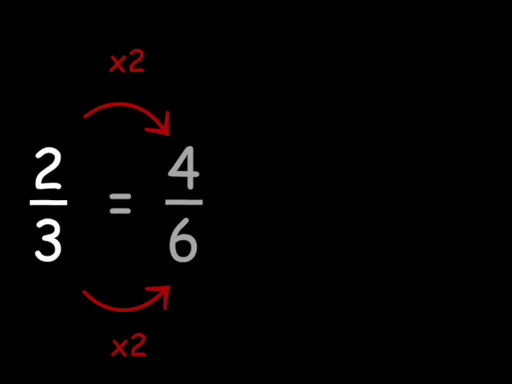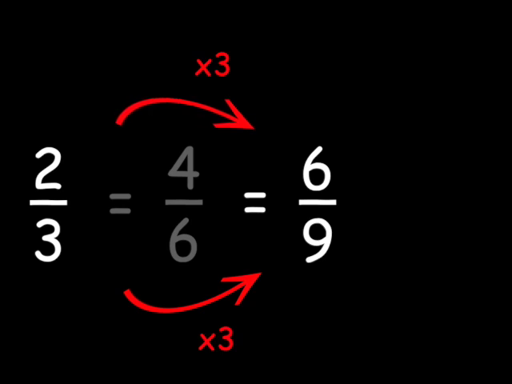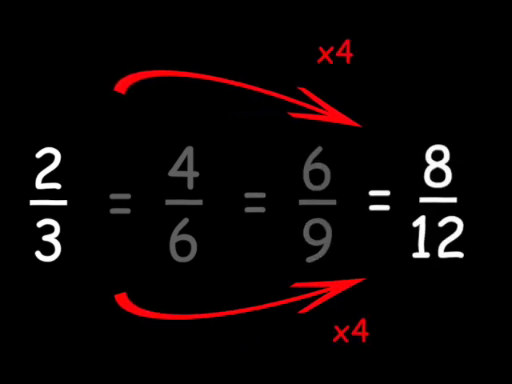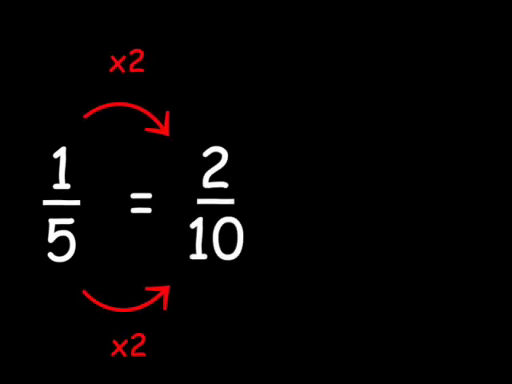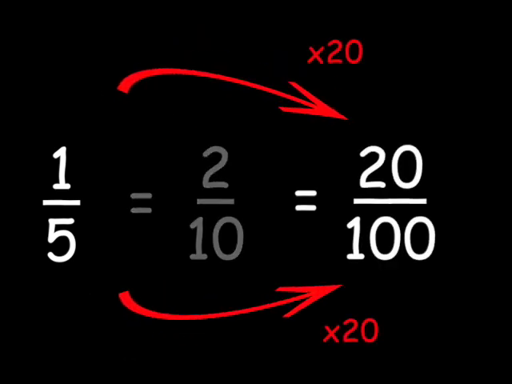2/3 is the same as 4/6, multiplying top and bottom by 2, and as 6/9, multiplying top and bottom by 3, or as 8/12, top and bottom multiplied by 4, and so on. Here's another example. 1/5 is equal to 2/10, multiplying a fifth by 2, or 20/100, multiplying a fifth by 20.